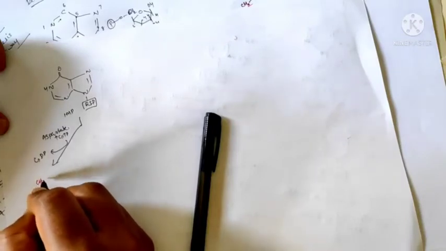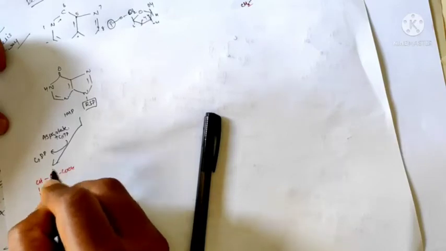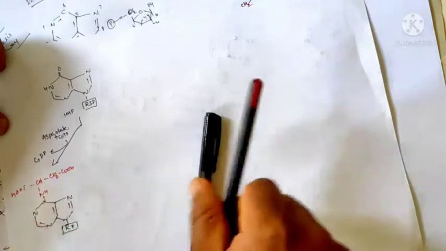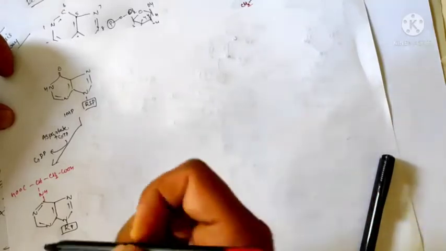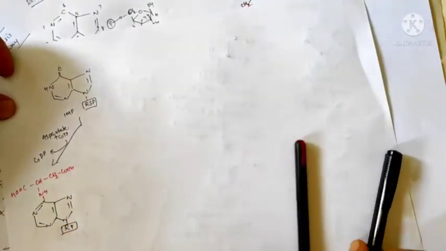GDP. This is such an aspartate attaches to the carbonyl carbon by removing the carbonyl oxygen. Now this is adenyl succinate.